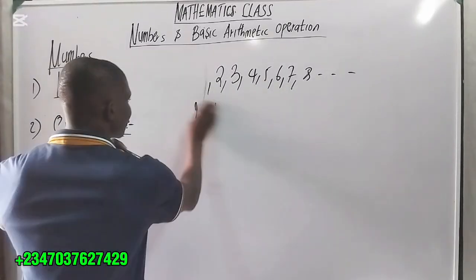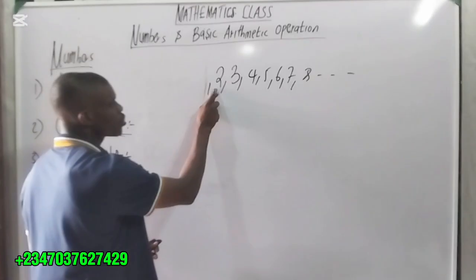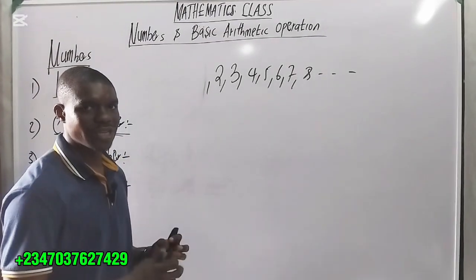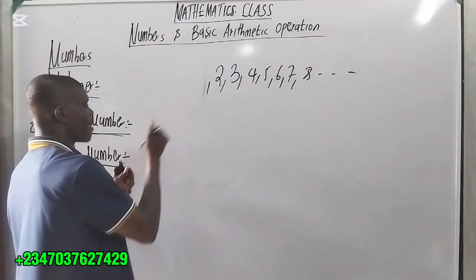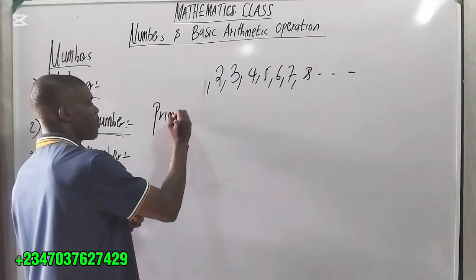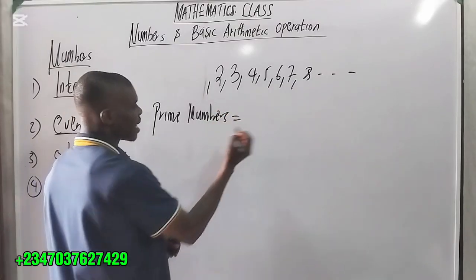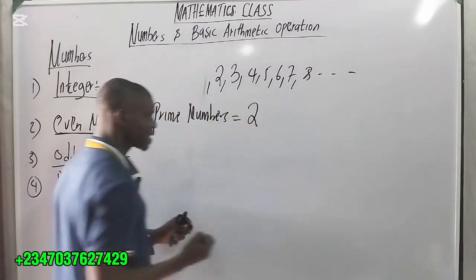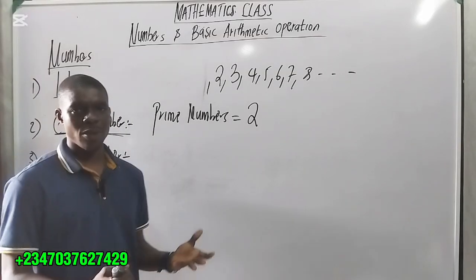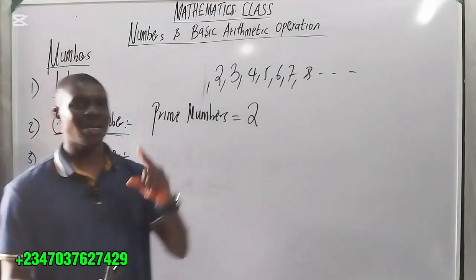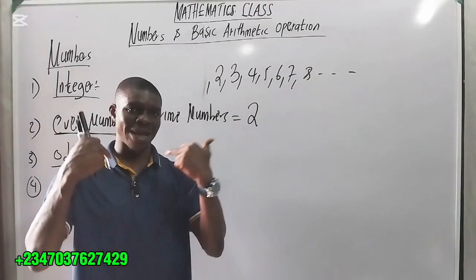So let's look at numbers that are prime numbers, right? 2 is a prime number because it has 2 factors, 1 and itself. Good. 2 is a prime number. Why is 2 a prime number? Because it is divisible by 1, and it is also divisible by itself.